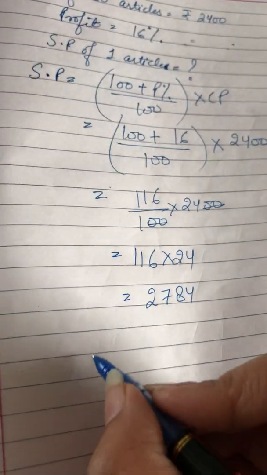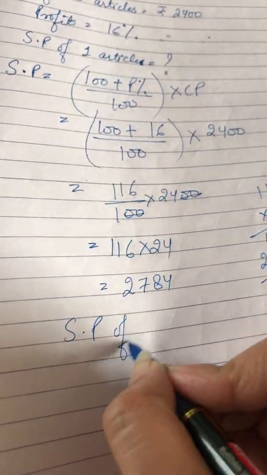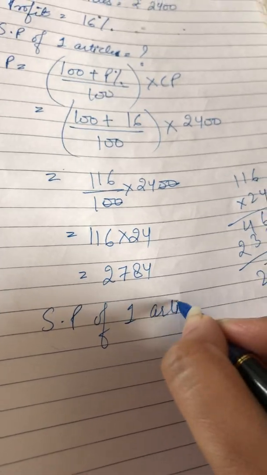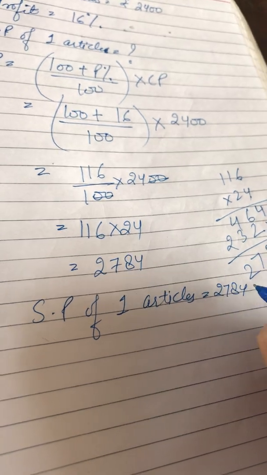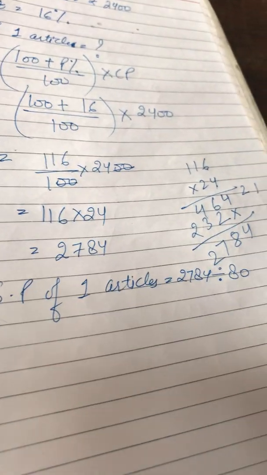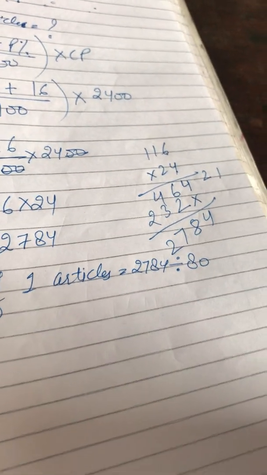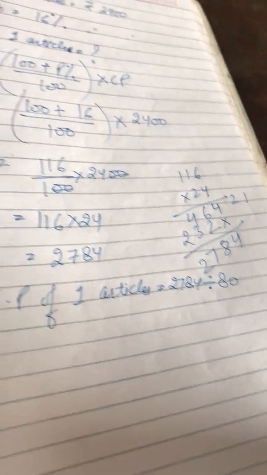Okay. Now let's find out the selling price of one article. To do so, you have to just divide the selling price by 80. Just divide it by 80 and you will get the answer.